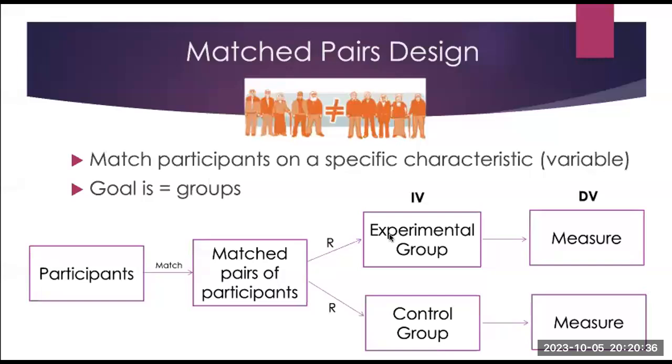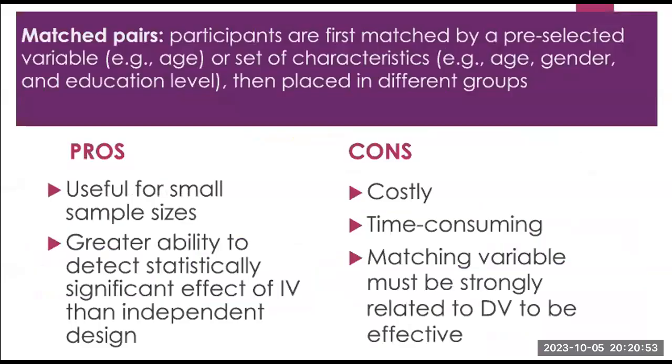group and control group. So you have the matched pairs, you make sure that that matched pair aren't randomly assigned into the same group. So you have to make sure that one goes into experimental group, one goes into control group, and then you measure the dependent variable. So this takes a lot more effort, right? So pros, it's useful for small sample sizes, right?